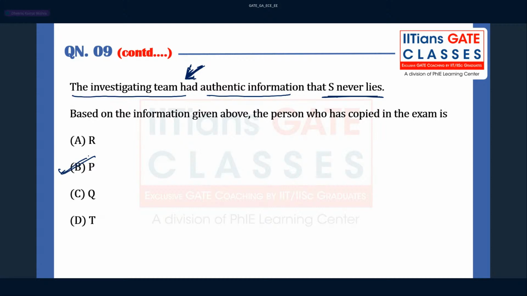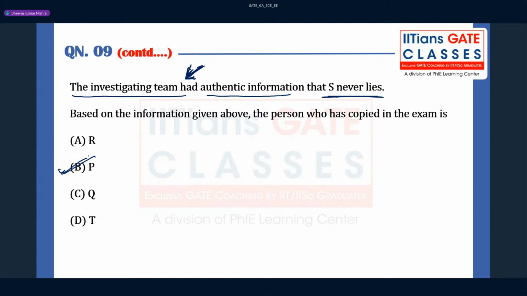Yes, I can wait because this is a 2 mark question, right? So we can wait for that. Understand? Is anybody there who can answer the question? Anyway, I will tell you.